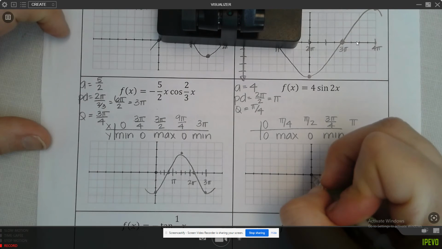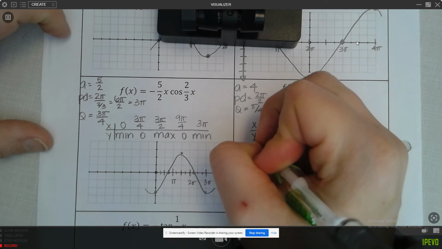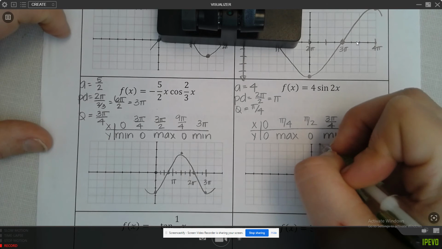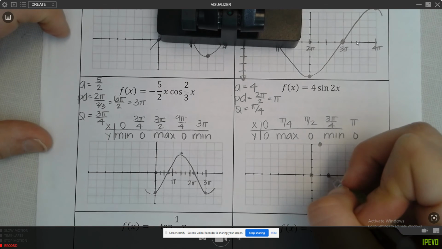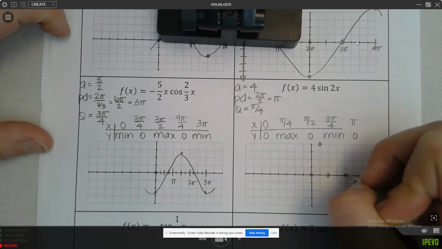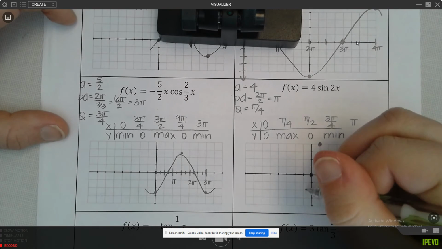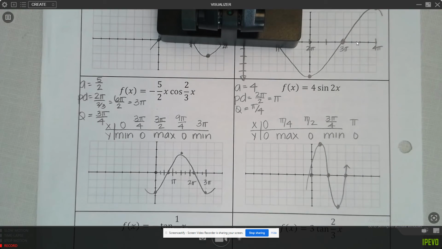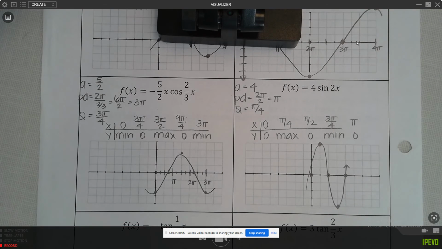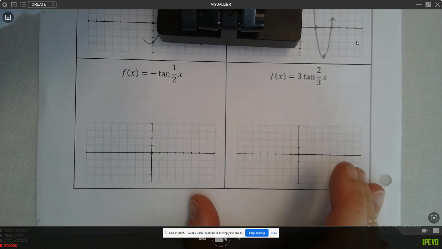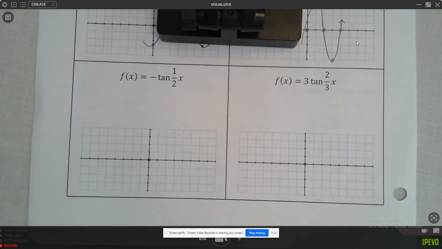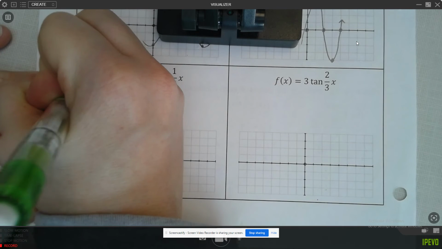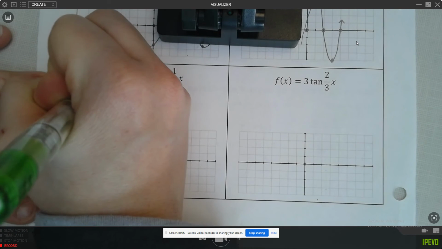So 0, 0. Remember, this is x and this is y. And then pi over 4, my maximum. So 1, 2, 3, 4. 0 and 0. Okay, nice sine and cosine graphs. Okay, tangent graphs. Okay, I still want my amplitude, I still want my period, and I still want my quad.